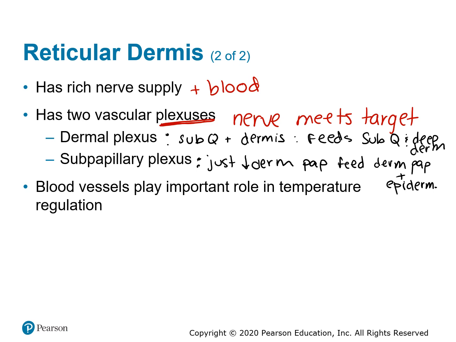The blood vessels and the nerves play such an important role in temperature regulation. When you are hot, those blood vessels open up so that you can get more blood passing through to cool you down. When you are cold, it constricts those blood vessels so it can retain heat, keep some of that heat in. Okay?